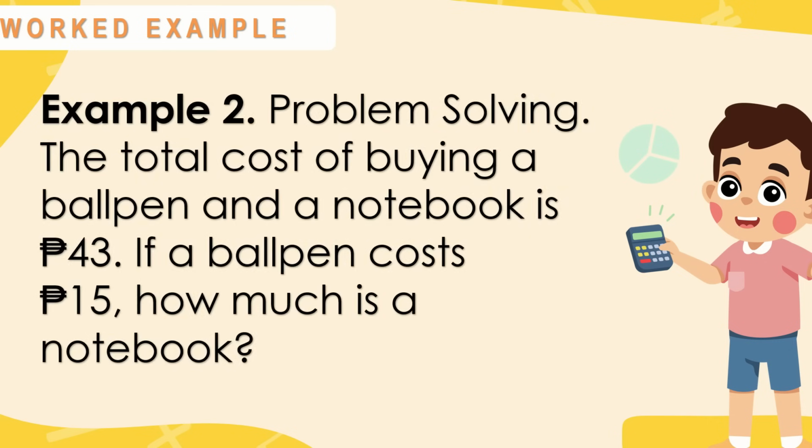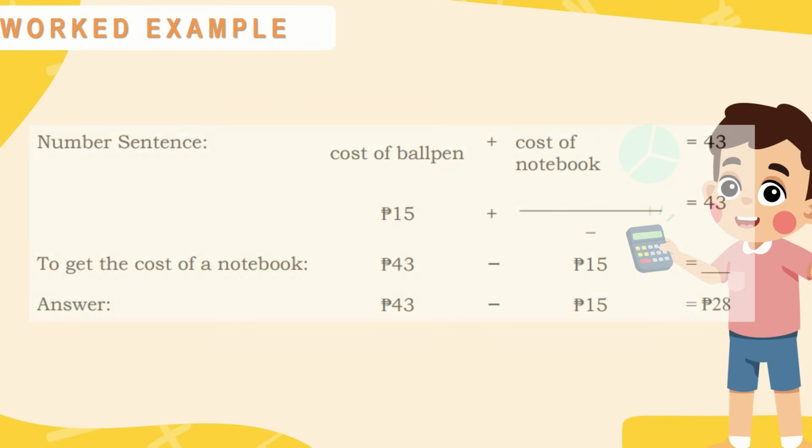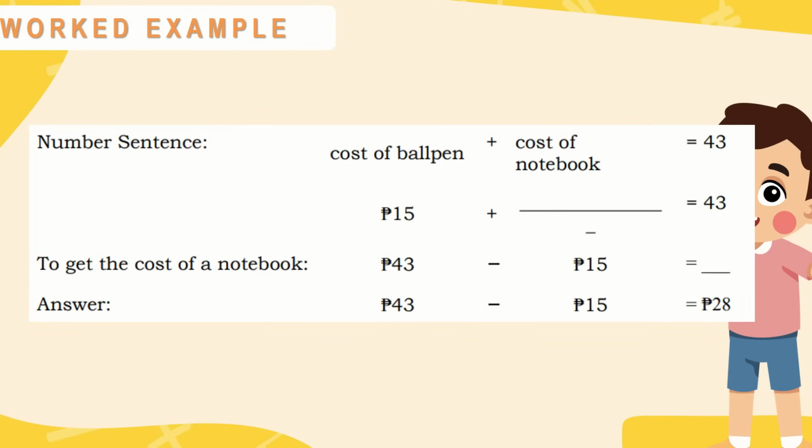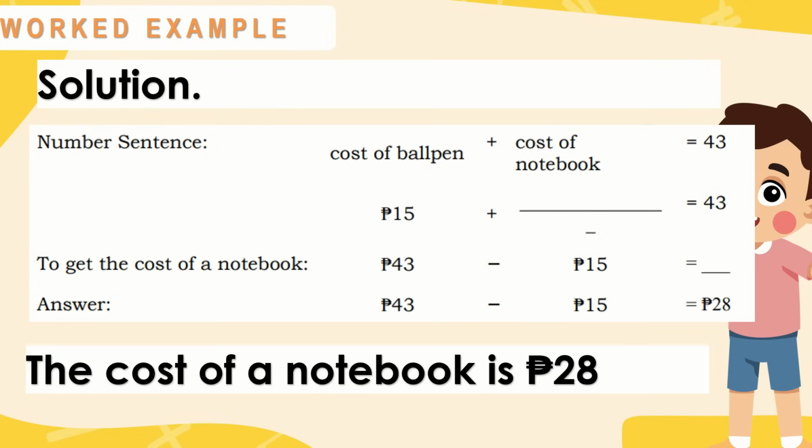Example 2. Problem solving. The total cost of buying a ballpen and a notebook is 43 pesos. If a ballpen costs 15 pesos, how much is a notebook? Here is the number sentence. Cost of ballpen plus cost of notebook is equal to 43. 15 pesos plus blank is equal to 43. To get the cost of a notebook, 43 pesos minus 15 pesos is equal to blank. Answer, 43 pesos minus 15 pesos is equal to 28. The cost of a notebook is 28 pesos.